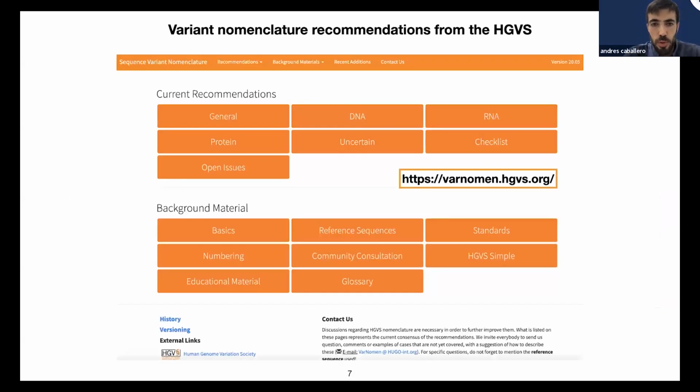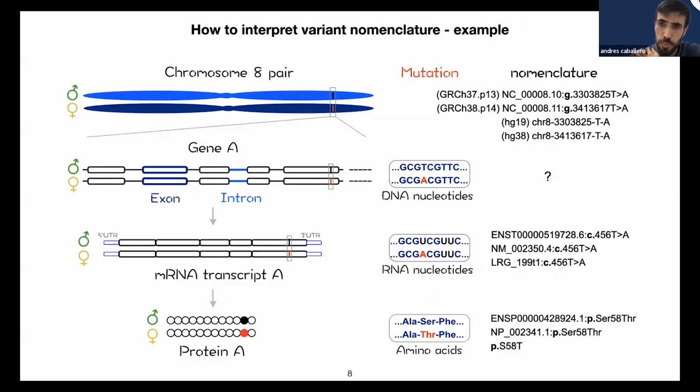Now, just to let you know, probably many of you already know, that there are certain guidelines or recommendations that were developed by the Human Genome Variation Society in order to provide some framework in which you could describe the mutations or the genetic variants, so that everyone understands how to report these mutations and how to interpret them. So here's an example. You could find it like this on the right.